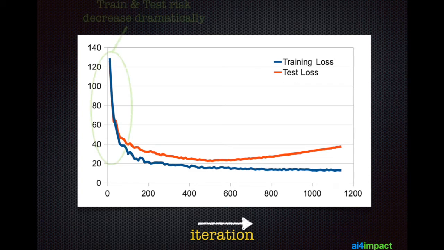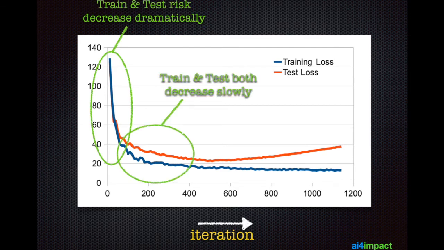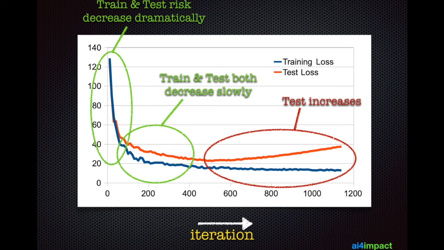In the first part, you can clearly see that both train and test risk decrease dramatically. Sometimes the training risk decreases dramatically while the test loss stays unchanged. But ideally, you want both to decrease. In the second stage, you see that both train and test losses decrease much more slowly. And in the final phase, you find that the training loss decreases, but the test loss begins to increase.